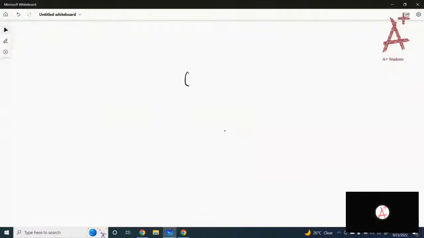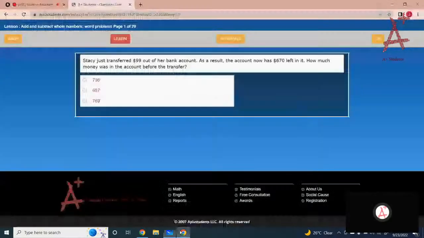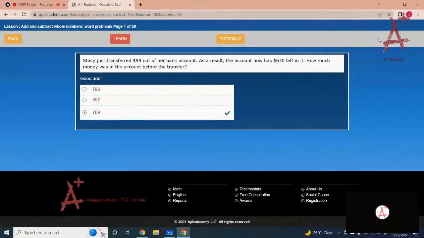So 670 plus 99. Add the digits that are at the ones position. 9 plus 0 is 9. 9 plus 7 is 16. You have to write the ones digit over here and you have to carry the tens digit. So 6 plus 1 makes 7. So it is 769. So you are given three options. The correct option is 769, the last one. Select the correct option and click on the OK button.